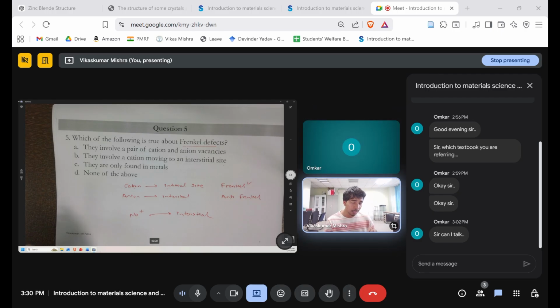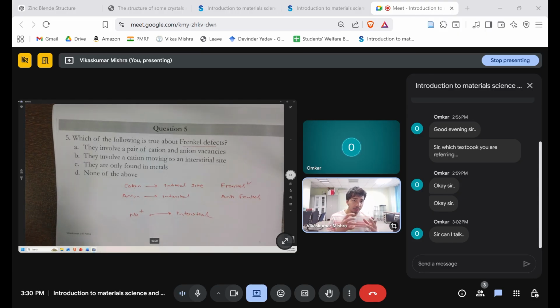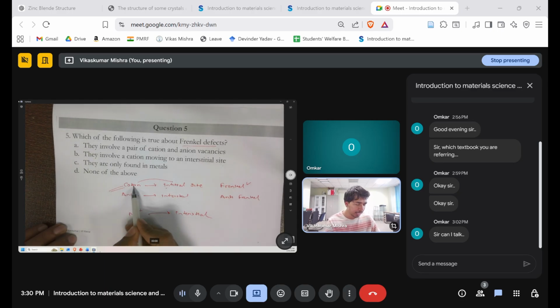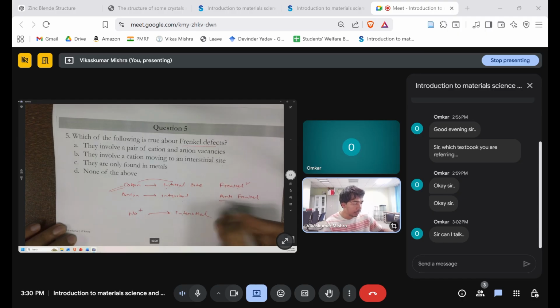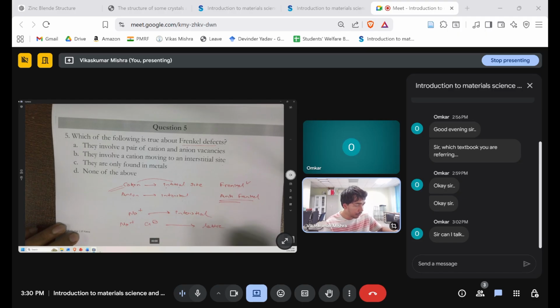It can go to the grain boundary, or it can go to the surface, or it can leave the lattice. If both of them are moving, we'll call it the Schottky. If one of them, like cation, is moving to the interstitial site, we'll call it the Frenkel. Anion moving to the interstitial site, we will call the anti-Frenkel. Cation and anion both leaving the lattice, or going to the surface, we will call a Schottky.